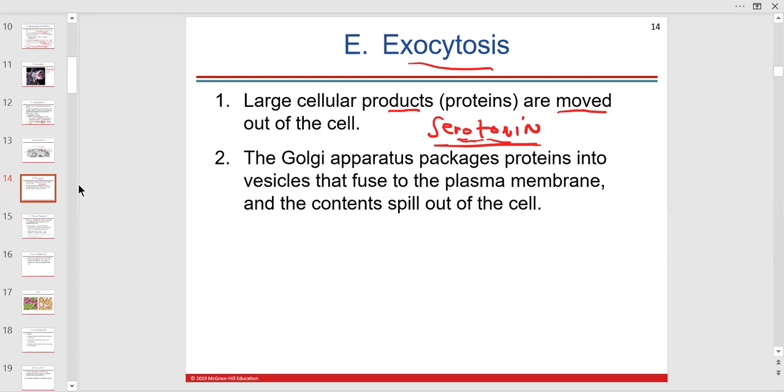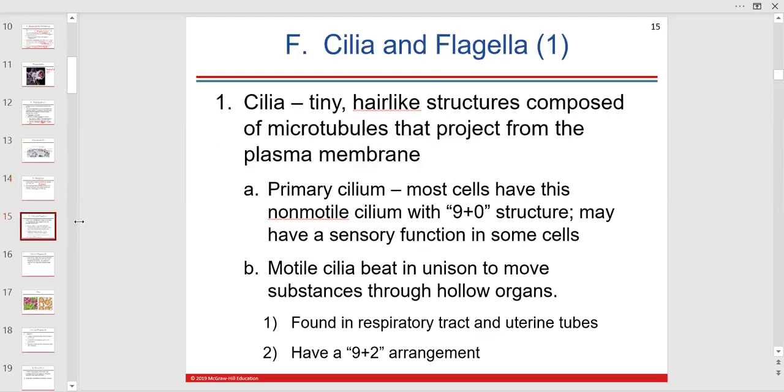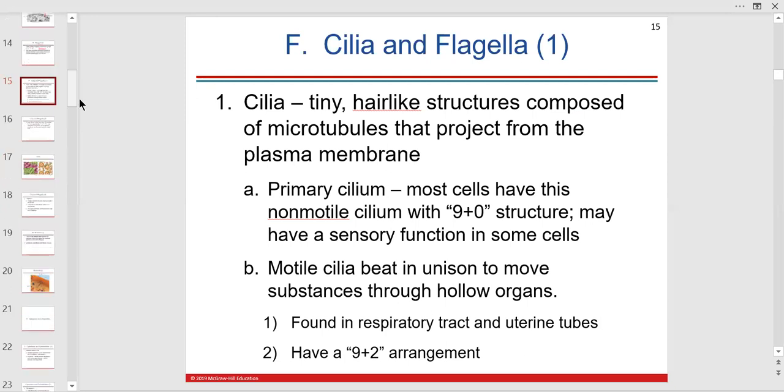So that's exocytosis. So the serotonin would spill out, or the acetylcholine. You're going to hear a neurotransmitter called acetylcholine. Very important. Or norepinephrine or dopamine. All those are other types of neurotransmitters that are released through the process of exocytosis. Completely appropriate, and that's what we want. So we'll talk about that a lot when we get to the nervous system, the brain especially.